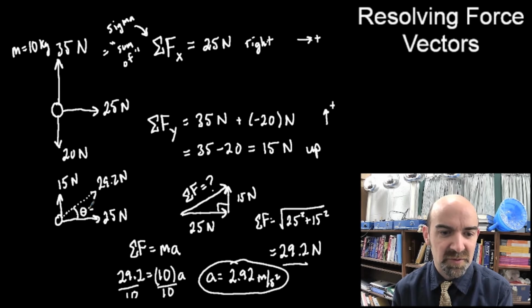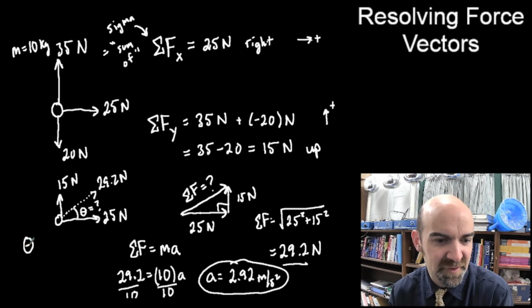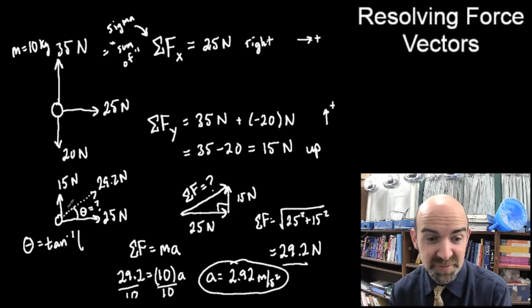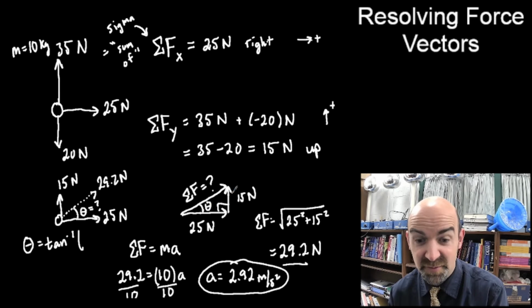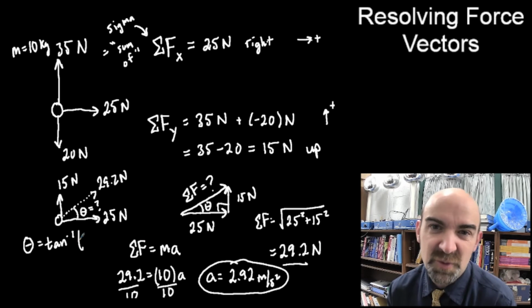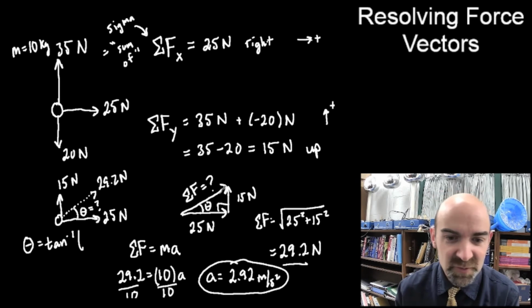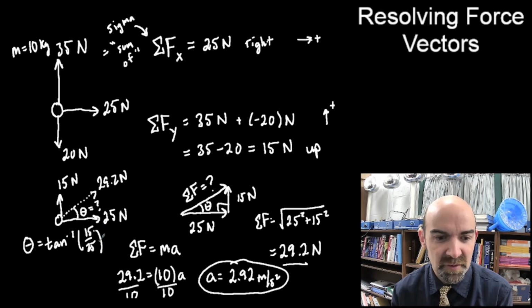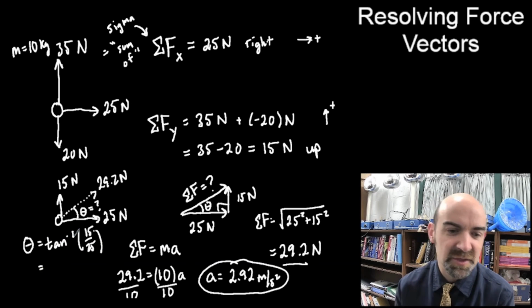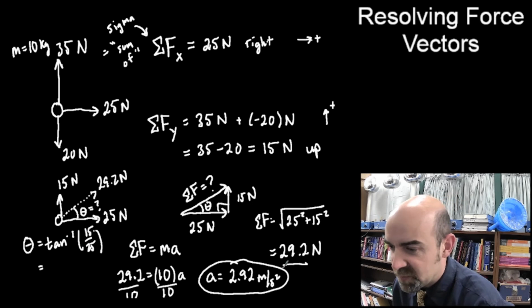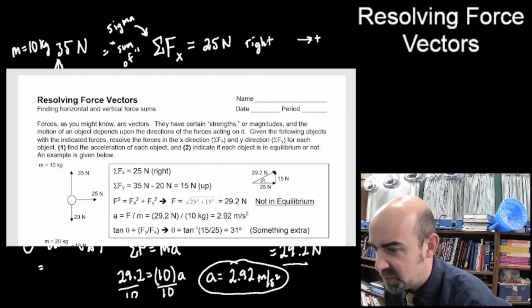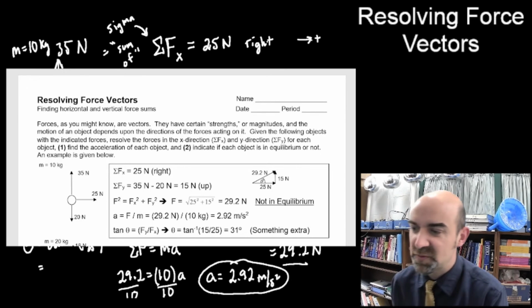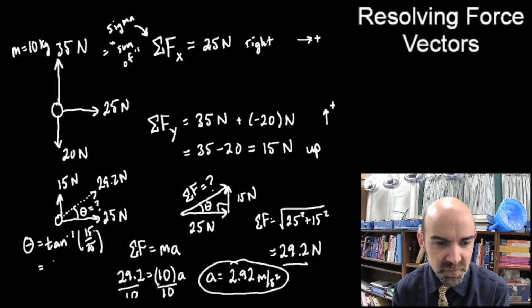So it is possible also, if you want to, to figure out a direction. To find the angle, we take the inverse tangent of the opposite side, or the side up here. So this angle theta is the same as the angle theta over here, and the opposite side is 15 divided by the adjacent side. So tan is opposite over adjacent. So our opposite is 15 divided by 25. And you plug that into your calculator, inverse tangent of 15 over 25. Inverse tangent of 15 over 25 equals 31 degrees.